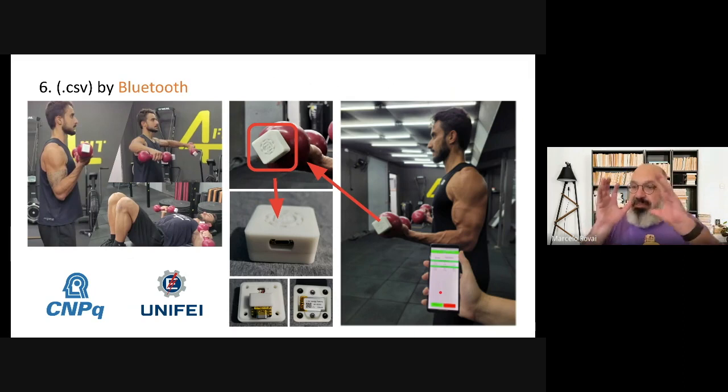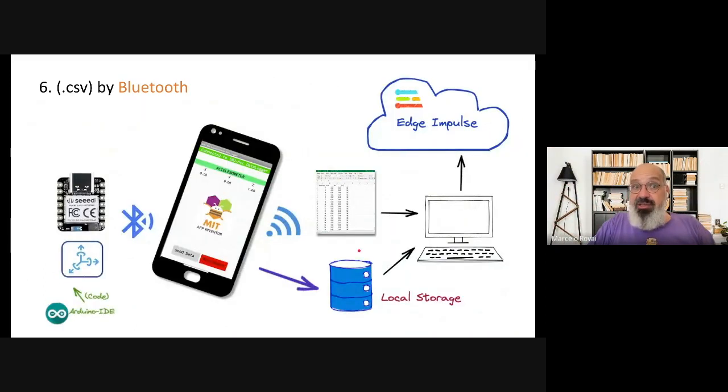They developed an application here using MIT App Inventor. So the data was captured from the exercise, with 2 boxes, 1 for each hand. This data was captured and sent to the smartphone. So it's another way to send the data.